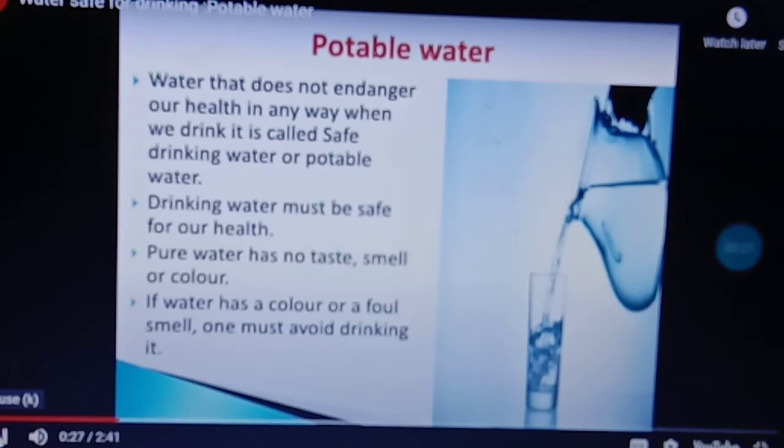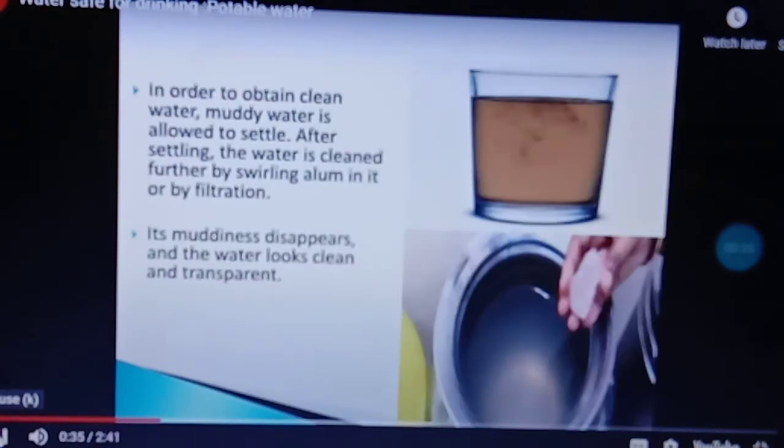Pure water has no taste, smell or color. If water has a color or a foul smell, one must avoid drinking it. In order to obtain clean water, muddy water is allowed to settle. After settling, the water is cleaned further by swirling alum in it or by filtration. Its muddiness disappears and the water looks clean and transparent.